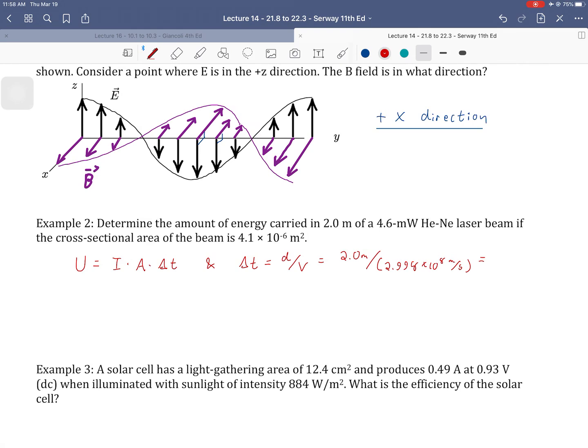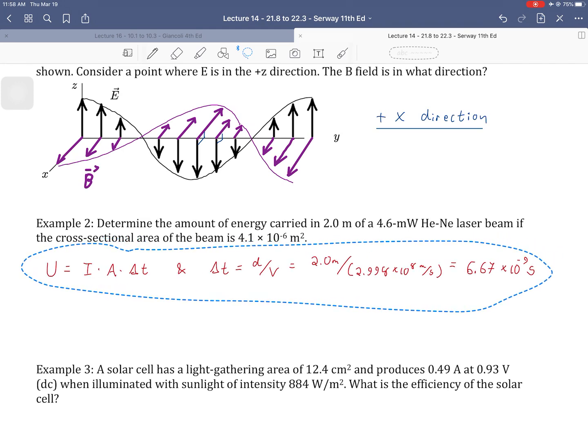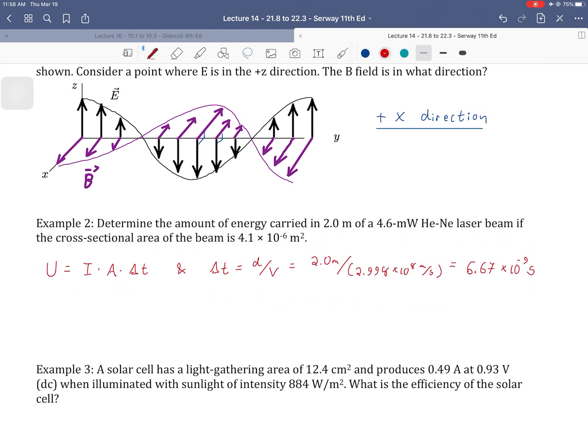998 times 10 to the 8. Okay, so that gives us 6.67 times 10 to the negative 9 seconds. Right? Doesn't take light much time at all to travel such a short distance. No surprise there. Okay, and then we want to take everything and put it together to find the energy.